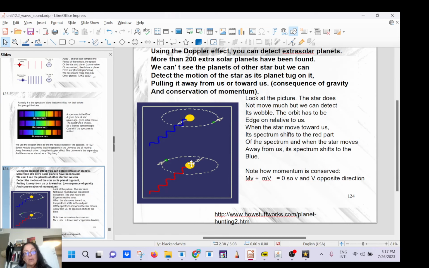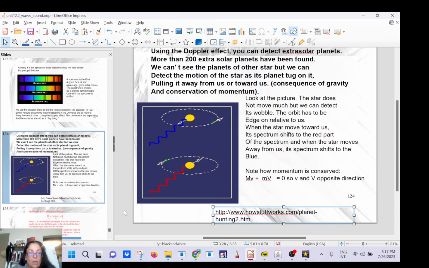So from that, we can find the speed of the planet, the speed of the star, and the distance between them. We have to use other physics laws, including the conservation of momentum and the universal law of gravity, but we use the Doppler shift here to find the mass of a star and the mass of the planet. Or it could also be a binary system, so you can have a small star and a big star here, and you can find the masses of the stars this way.